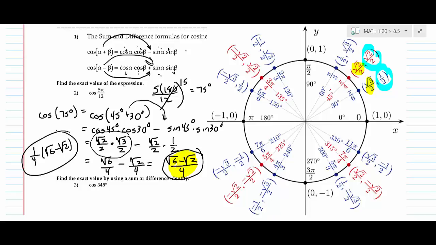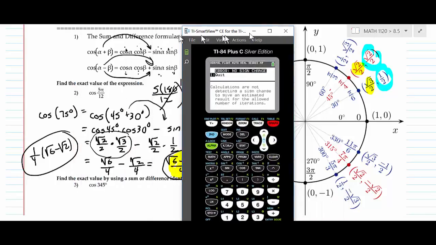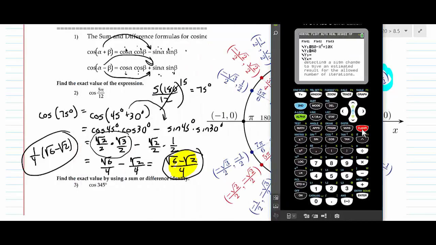Okay. The other thing is, that's an exact answer. So 75 is a new angle that becomes special, where we can get the exact value of the cosine. Another thing you can do, which I'm going to do just one time, is remind you that all this stuff is verifiable on a calculator.